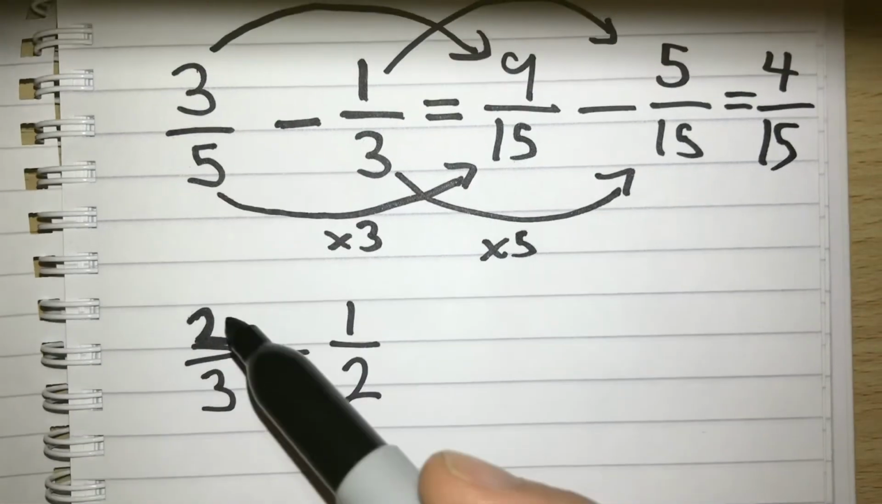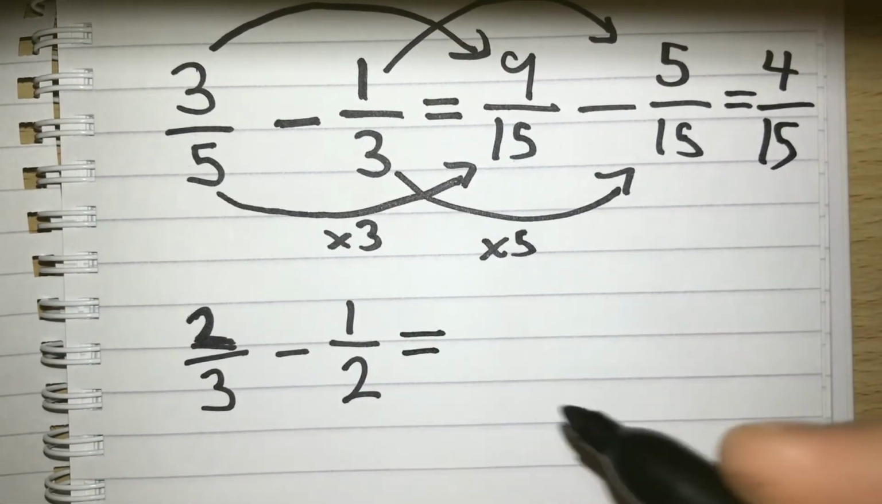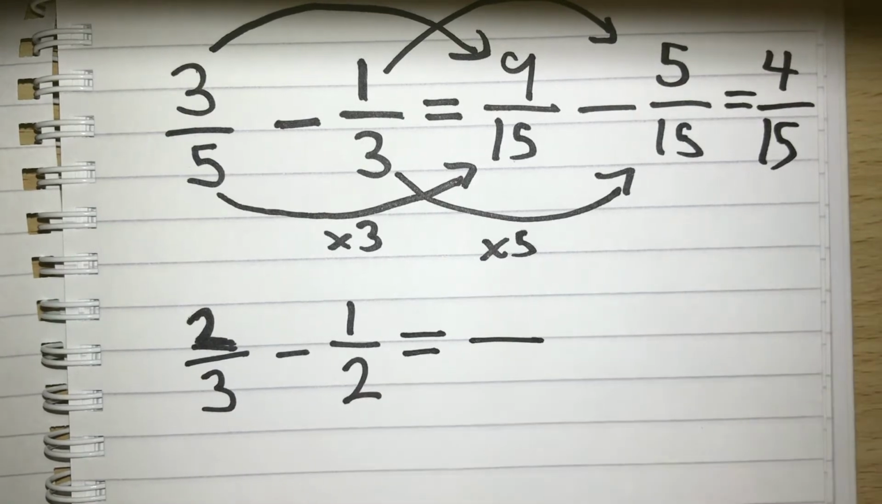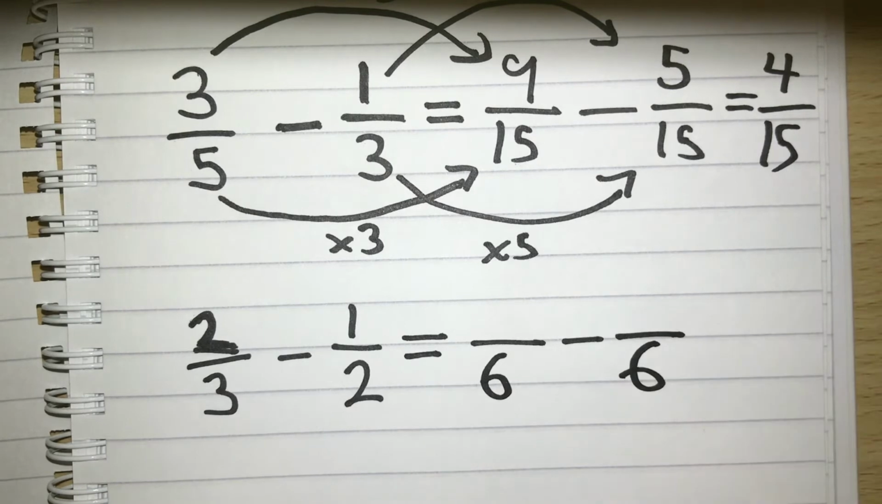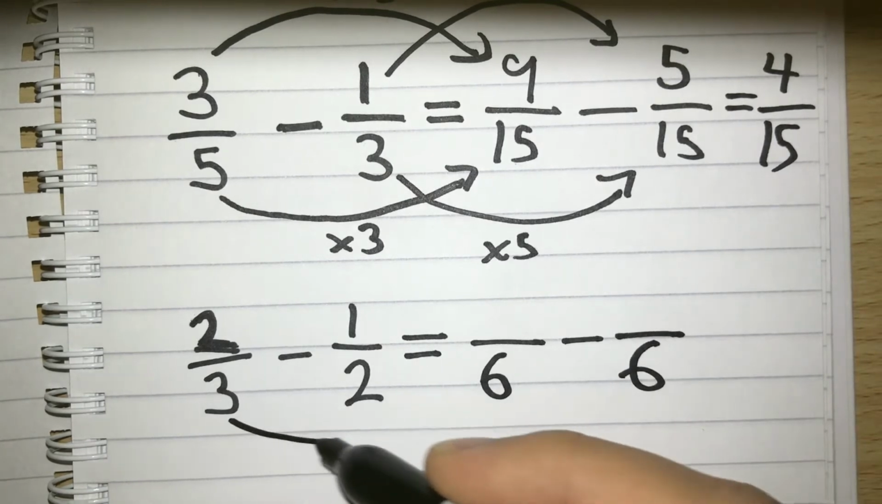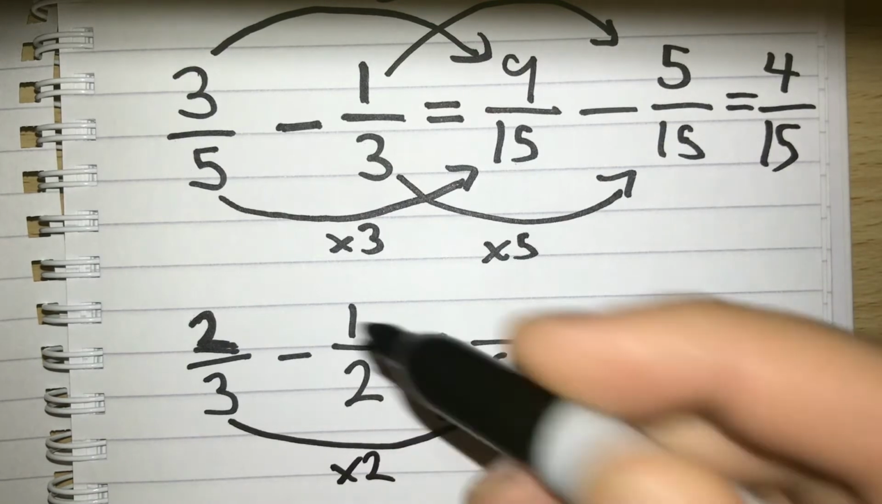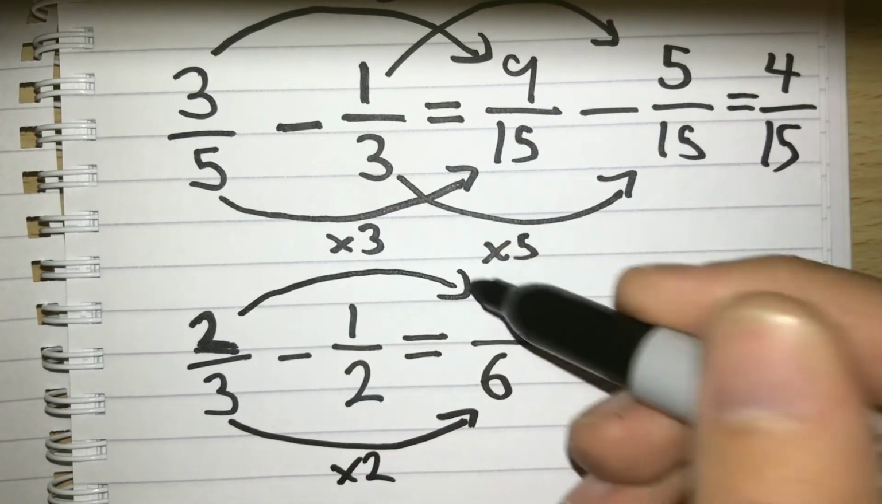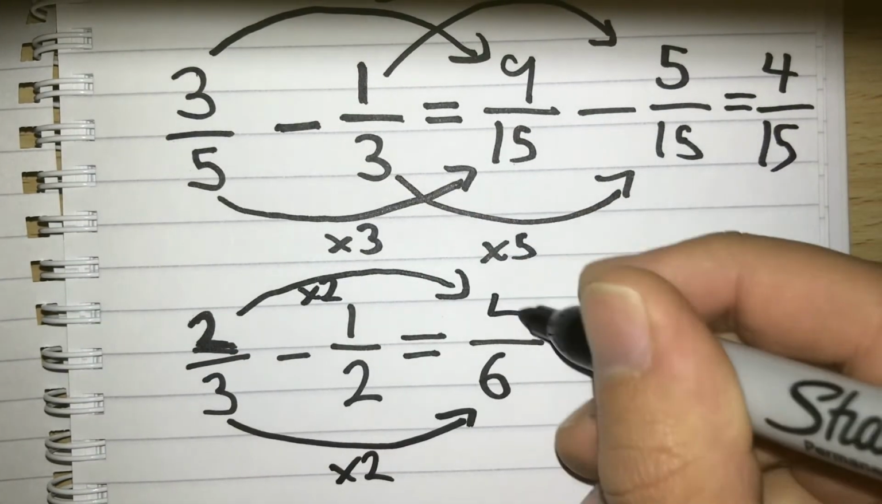Okay, now we've got 2/3 take away 1/2. So again, we want to find a common denominator. We can multiply 3 and 2 together, which gives us 6. In this first fraction, we've multiplied the denominator by 2, so we need to do the same to the numerator. 2 times 2 gives us 4.